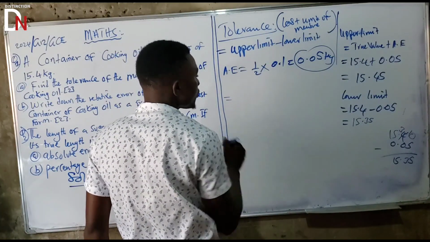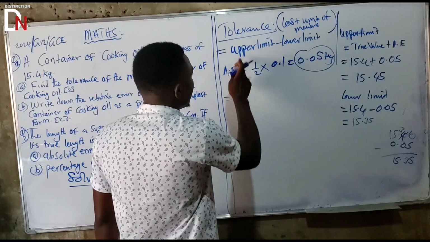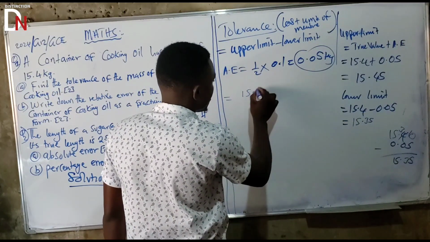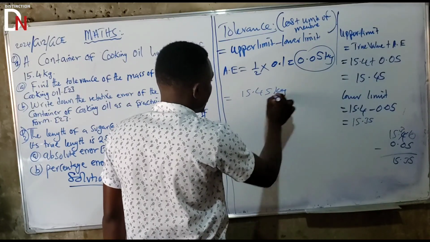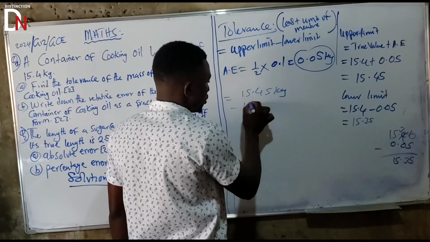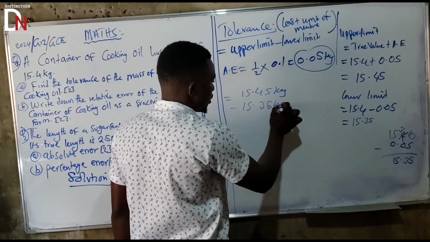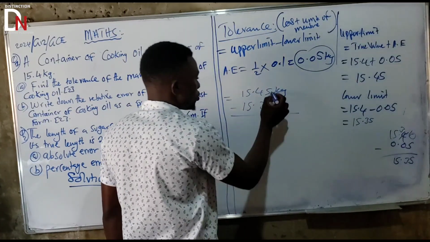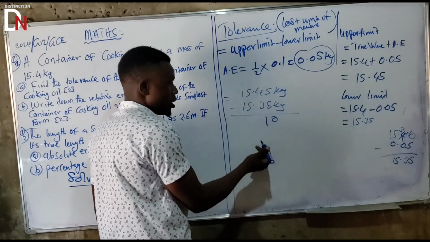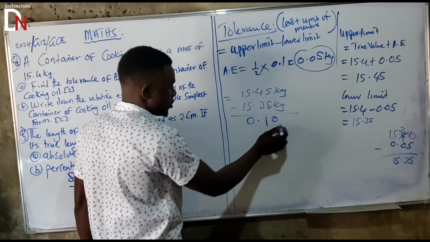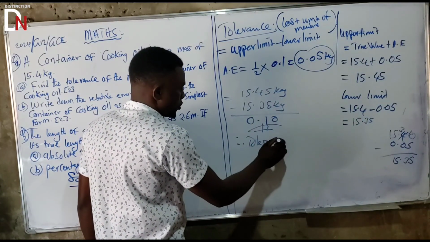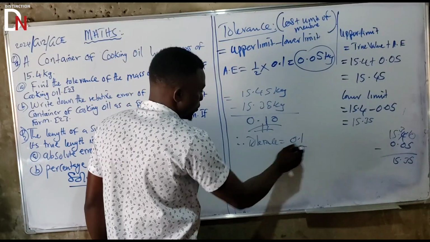Remember, I want to find the tolerance. So the tolerance in this case is the upper limit, 15.45 kg, minus the lower limit, which is 15.35 kg. Then what am I going to get? 4 minus 3 is 1. 0.15 minus this is 0. Therefore, the tolerance is basically 0.1.